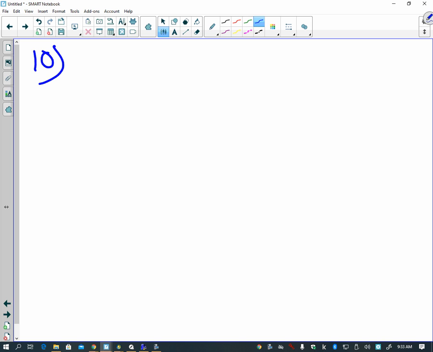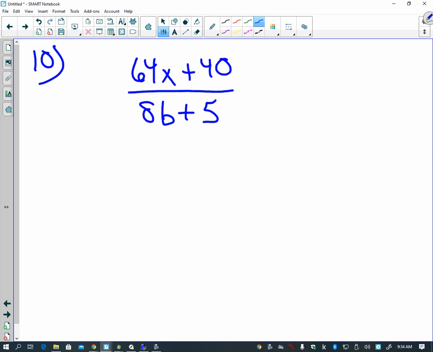Here we need to simplify an expression and identify the excluded values. Let's see if I can do this. Let's say 64x plus 40 over 8b plus 5. We want the excluded values in the simplified expression. Excluded values, simplified expression. Go ahead on that.